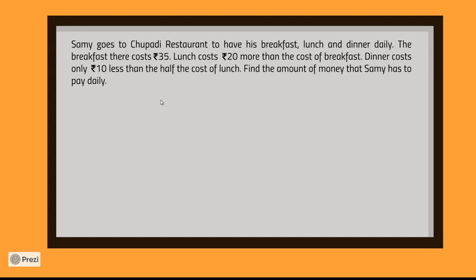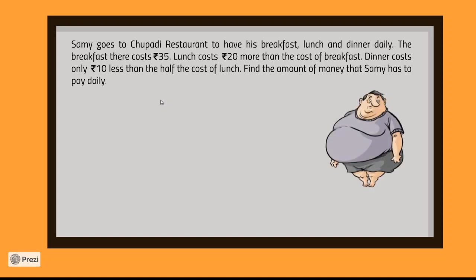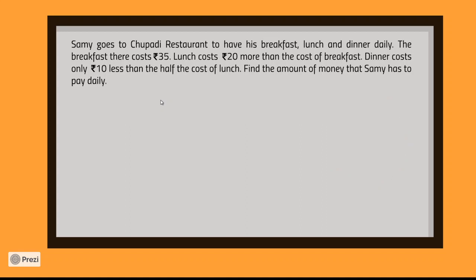Now what do we understand from the question? We understand that Sammy is actually a fat guy. Okay, anyways, leave it. It's not part of our maths.